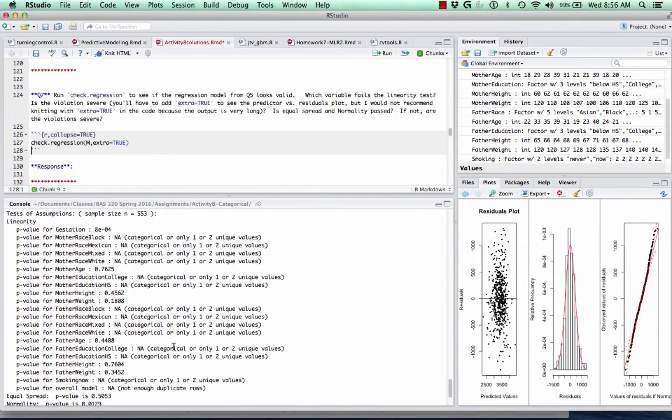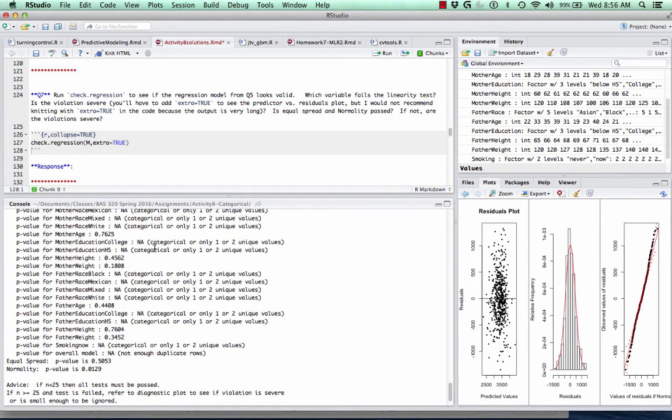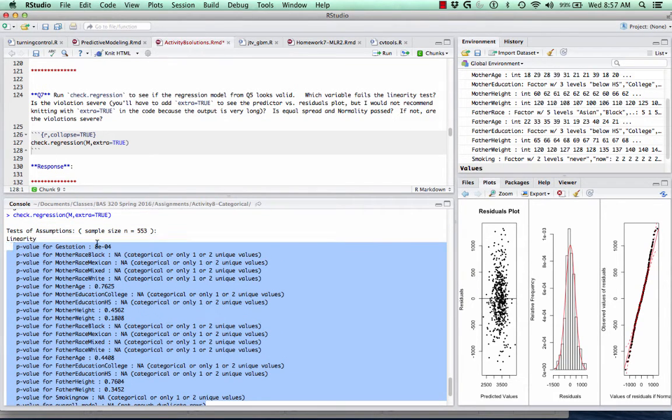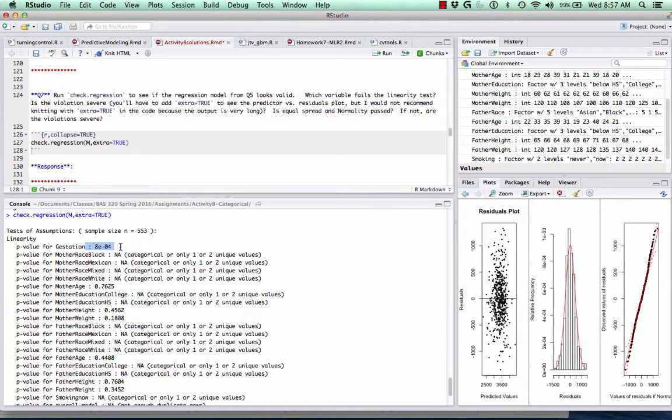So the first thing we look at are the statistical tests. If we pass them, we're good to go. If we fail them, since we have so many data points here, well, we need to do those visual checks. So what do we see? Well, we pass the test for equal spread. The p-value is bigger than 5%. We fail the test of normality, so we'll have to check the QQ plot. And looking at the p-values of the linearity test for the individual predictors, actually the only one that we fail is gestation. So we'll look for any sort of leftover curvature in the residuals plots.